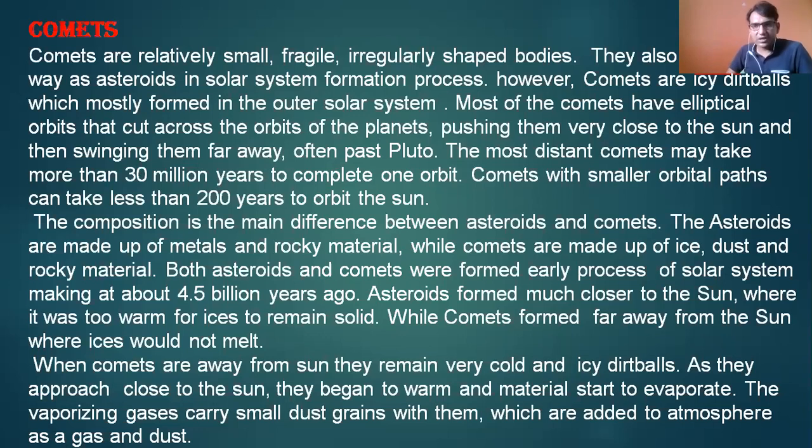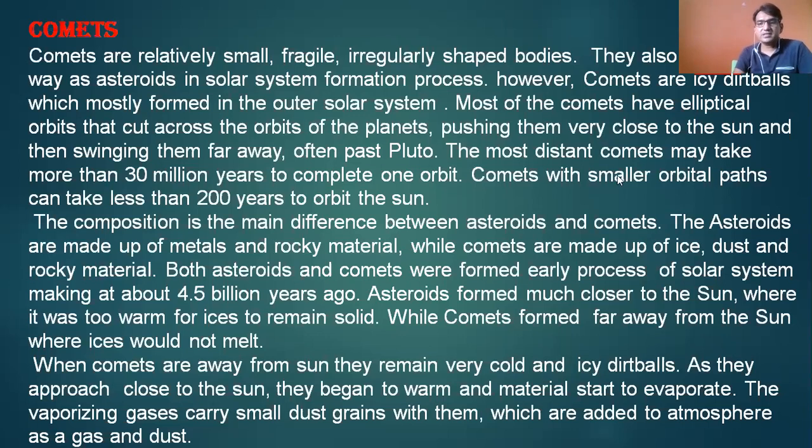Sometimes they also come closer to the sun, but most of the time they remain so away from the sun. The most distant comets may take more than 30 million years to complete one orbit. So जो सबसे दूर कॉमेट है सूरज से, उसको कितना लगता है? It takes 30 million years to complete one orbit. यानी कि उसको 30 मिलियन साल लगते हैं अपना चक्कर पूरा करने में.